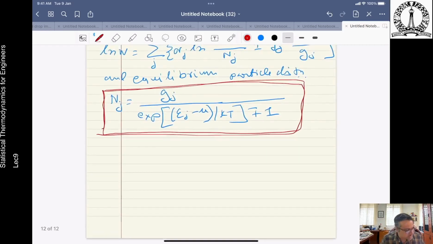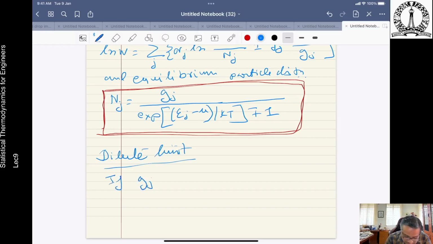This was the number of particles, the distribution of particles, or the thermodynamic probability. Now in the dilute limit, we define something called a dilute limit. So what is that dilute limit? Let us look at it carefully. If Gj is much greater than Nj, that means the degeneracy is much greater than the number of particles in that particular energy level, that is few particles as compared to energy states.